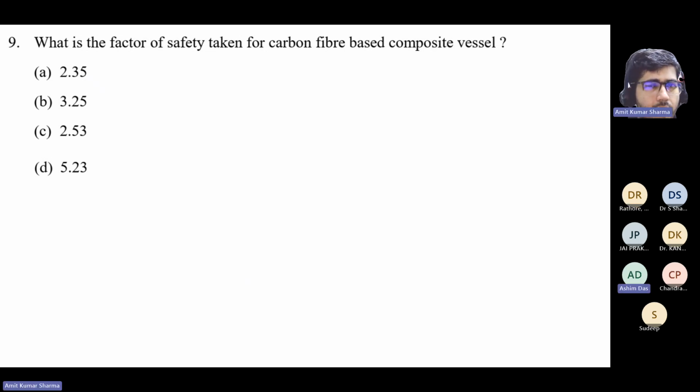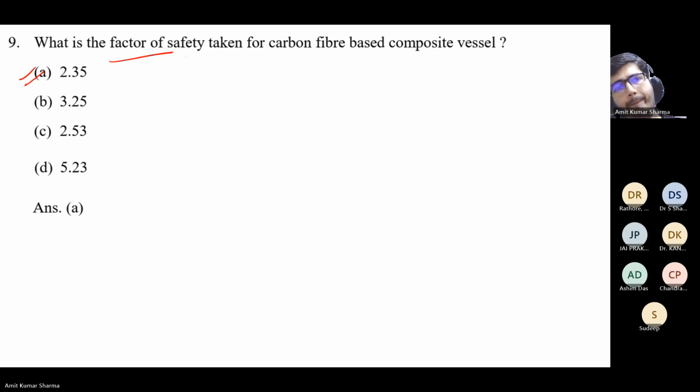2.35. The correct answer is A, 2.35. What is factor of safety? Quickly. It is basically a material property.